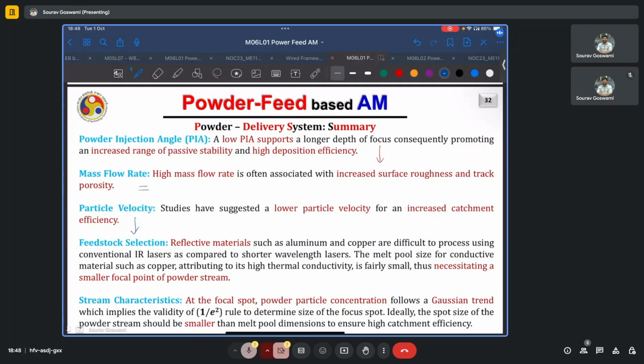In terms of stream characteristics, at the focal spot, powder particle concentration often follows a Gaussian trend, which implies the validity of the 1/e² rule. Ideally, the spot size of the powder stream should be smaller than the melt pool dimension to ensure high catchment efficiency, as we just saw.